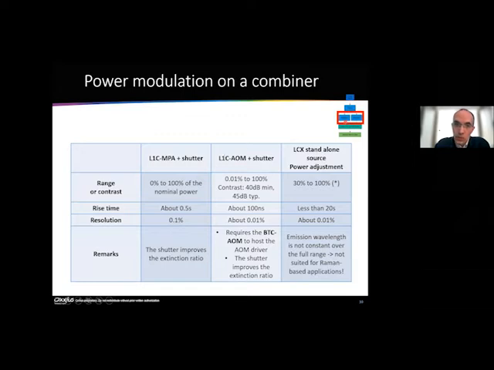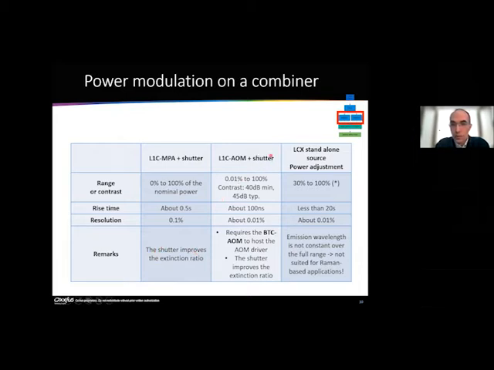I explained there are two choices. What we call the motorized power attenuator, the MPA, is an attenuator, so it's not designed to be fast. It's more cost efficient, so the response time will be a little less than 1 second. The contrast is improved by adding the electromechanical shutter.